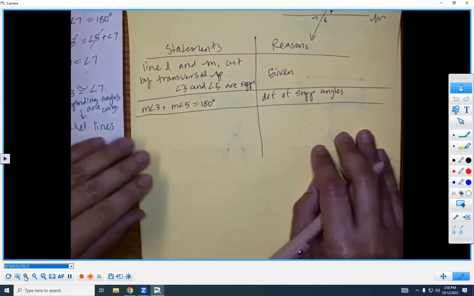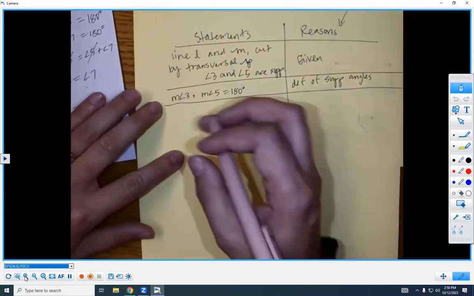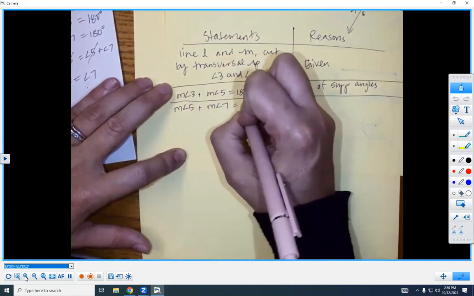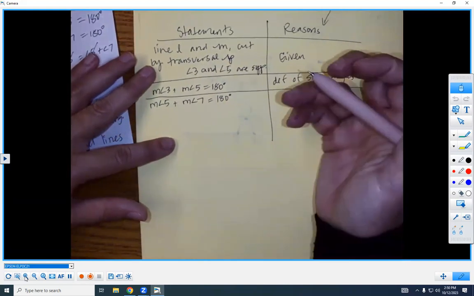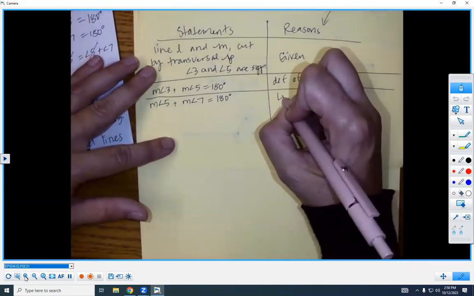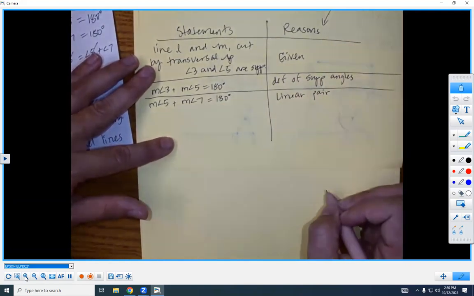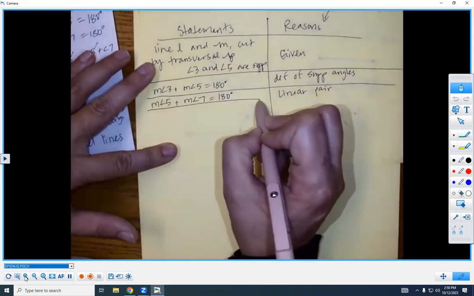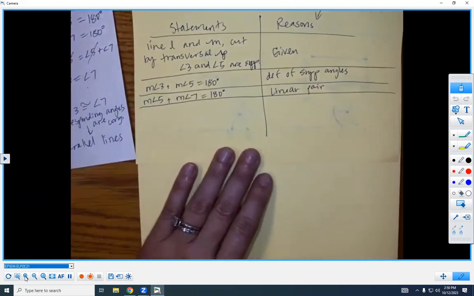So the next step was to do 5 and 7. 5 and 7 equal 180. So I'm going to say the measure of angle 5 plus the measure of angle 7 equals 180 degrees. And that is by definition of what? Linear pairs. They're just a linear pair. Oh, okay, so you just say linear pair, you don't say definition of linear pair.